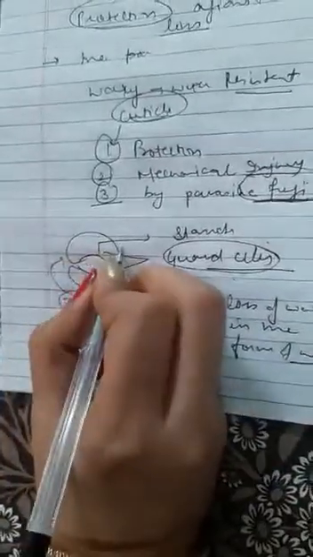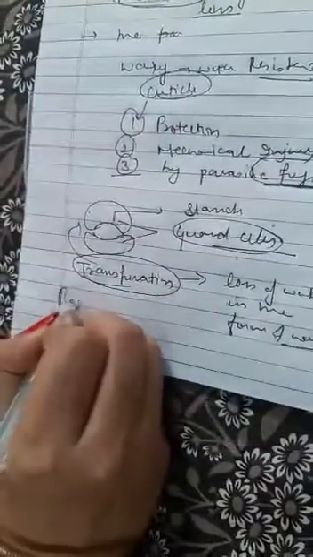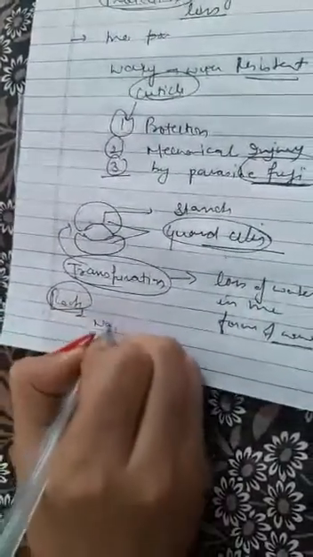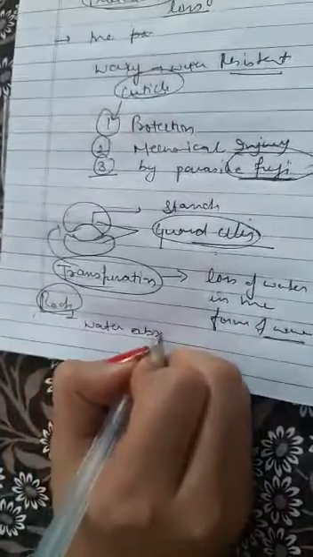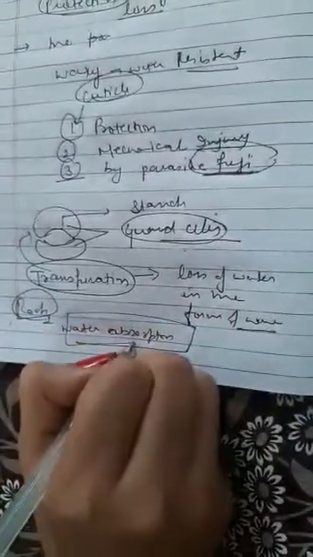Now, the epidermal cells of the root have the function of water absorption. That means they will absorb water. For absorption of water, they bear long hair-like structures that will increase the absorptive surface area.